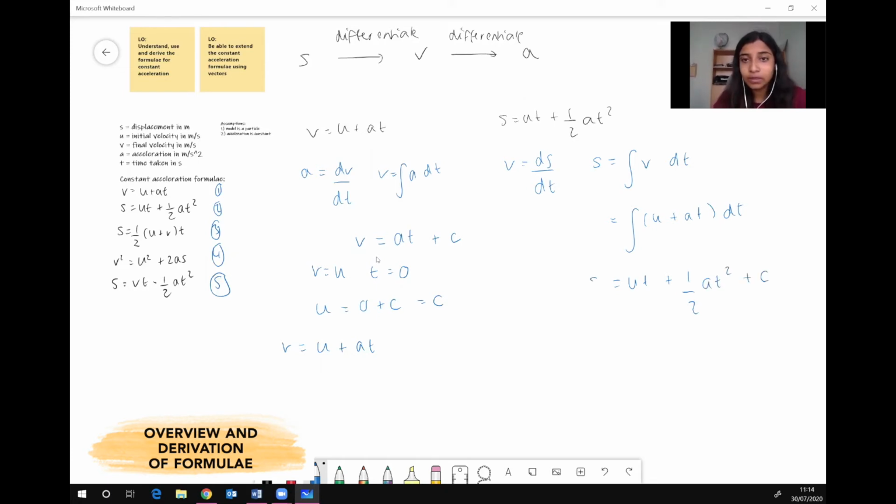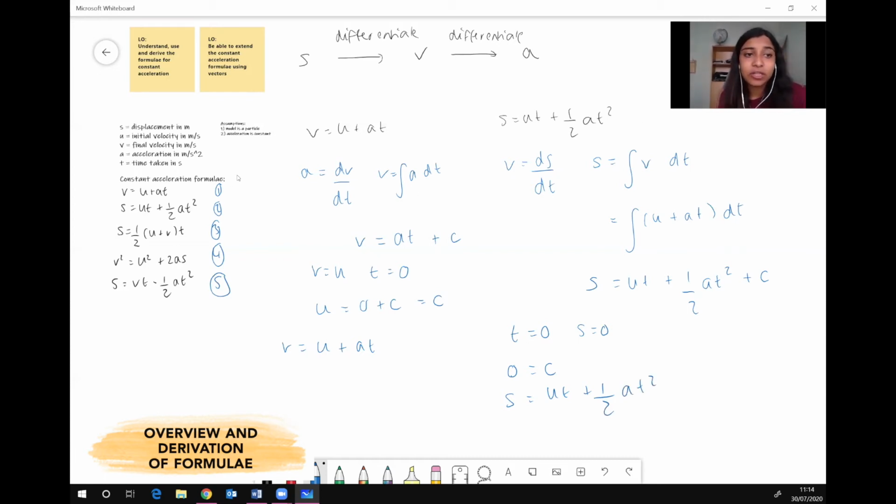Now we just want to use our starting condition, so when t equals 0, our s will also be equal to 0, because there's no displacement when you begin with, so you would just have 0 is equal to c. So we can just plug this in to say s is equal to ut plus half at squared, and that's our formula here.